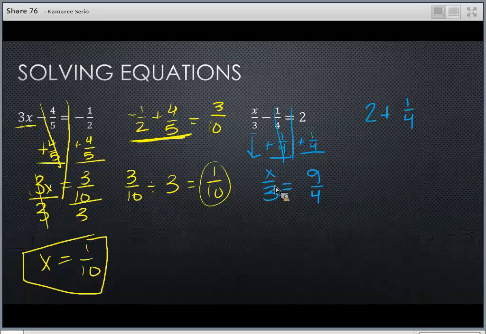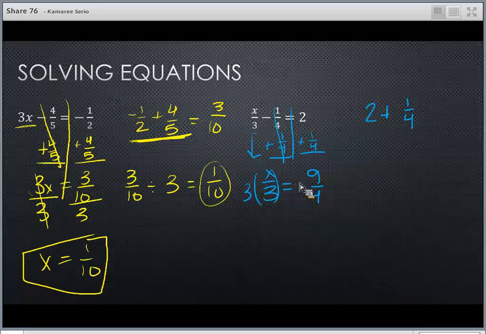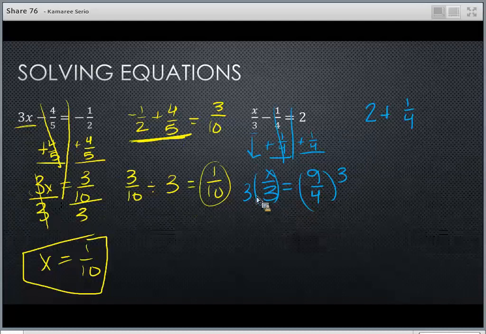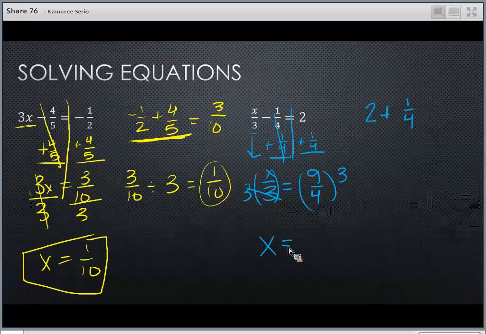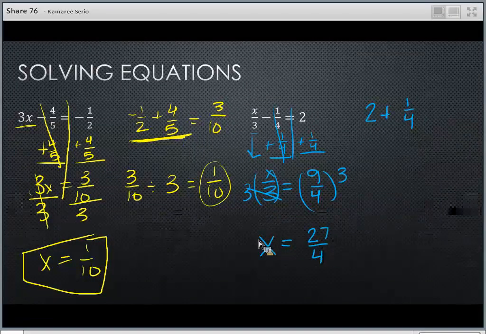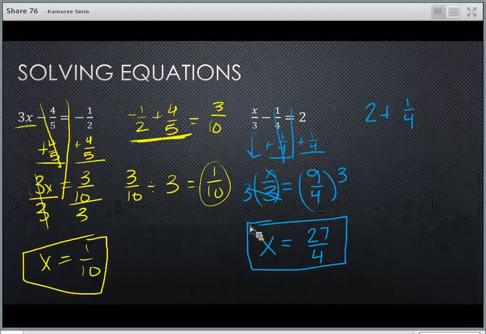Okay, so now I have x divided by 3. The opposite of dividing by 3 is multiplying by 3. So I'm going to multiply both sides by 3. And I have x is equal to, and it tells me that this is 27 over 4. And I'm just going to leave it like that. I don't have to change it, so just leave it as an improper fraction. 27 over 4.